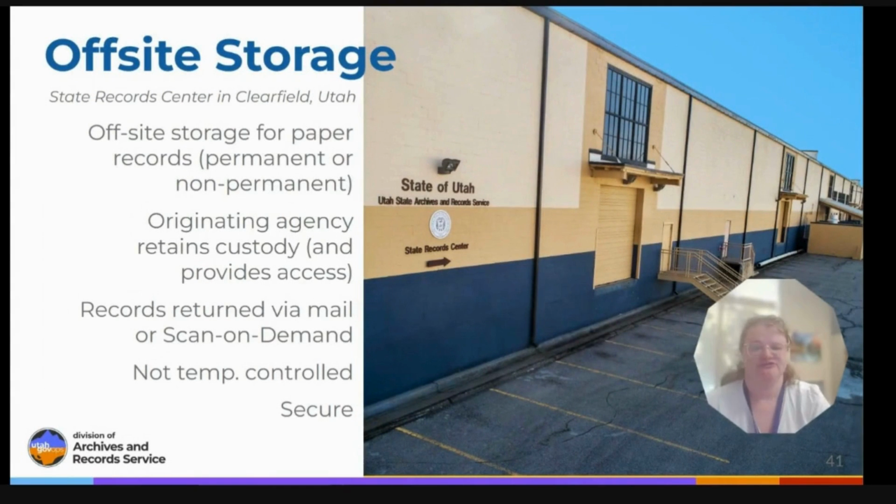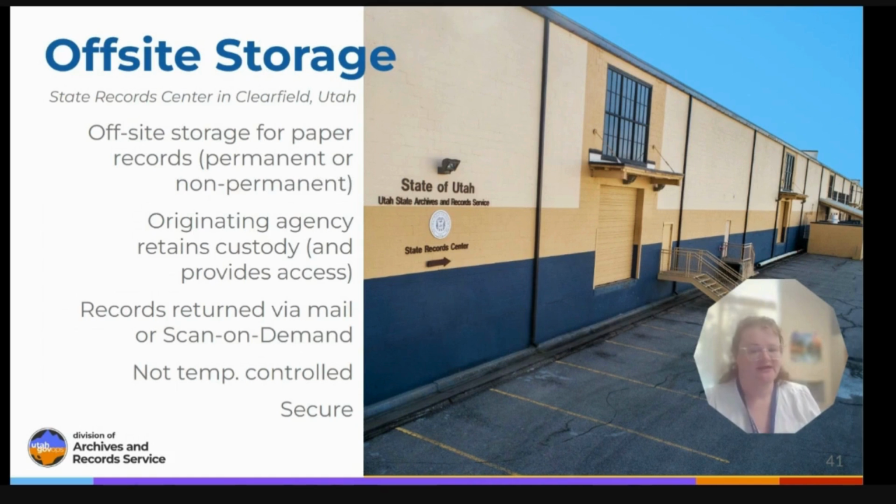A popular service that is provided by the State Archives is our off-site storage facility, known as the State Records Center in Clearfield. This record storage facility is for paper records that have not yet met their retention. Records stored here remain in the legal custody of the originating agency, which means that you would still be responsible for providing access to the records if requested, by following the process to have them recalled to your office through mail or scan on demand.